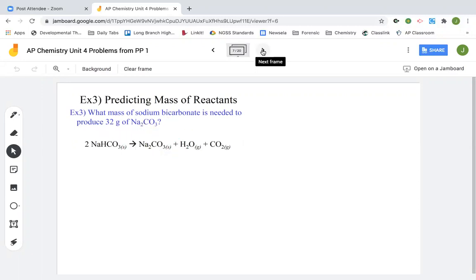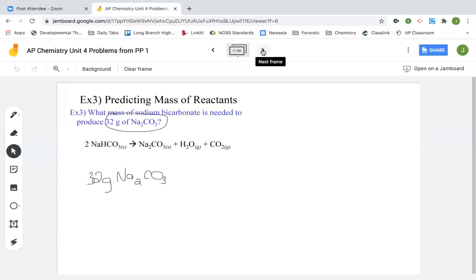So first we need to look, since the equation is given to us, is it balanced? And when you go and look and you check your sodiums, your hydrogens, your carbons, and your oxygens, you'll notice that the equation is balanced. So from the balanced equation, we can set up the stoichiometry problem. So we always start with the number in the question. So we're going to start our problem with 32 grams of sodium carbonate.